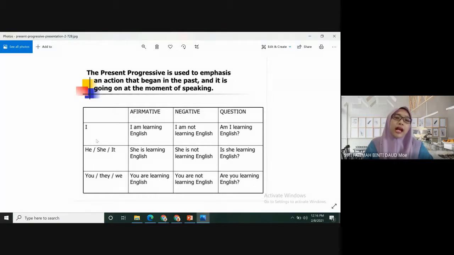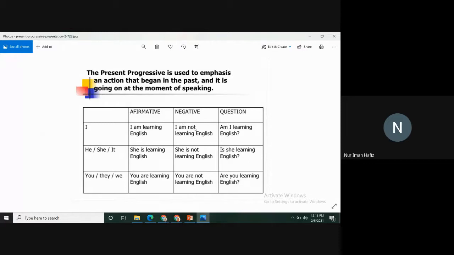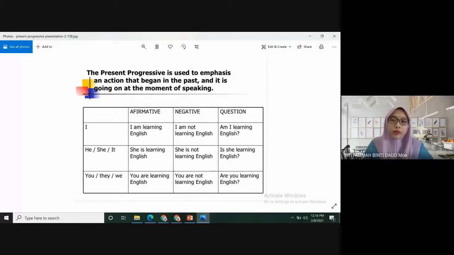Okay, look at the table. I am learning. For the negative part, you just add not: I am not learning English. And for the question, you put am I at the front. For singular, you use is. She is learning. She isn't learning. She is not, or isn't. And for the question, is she learning English?